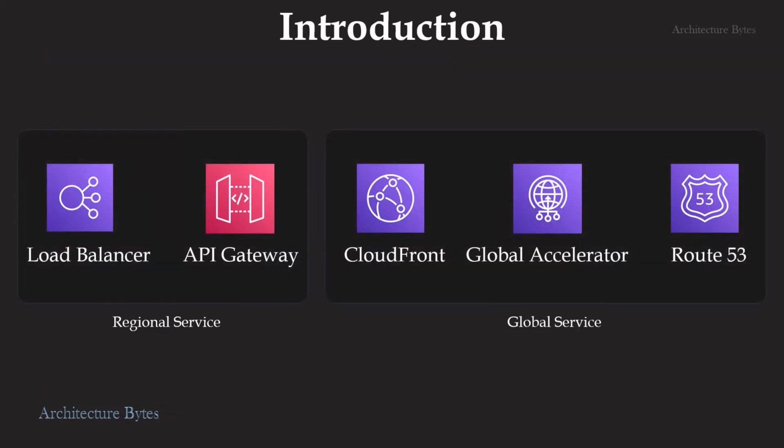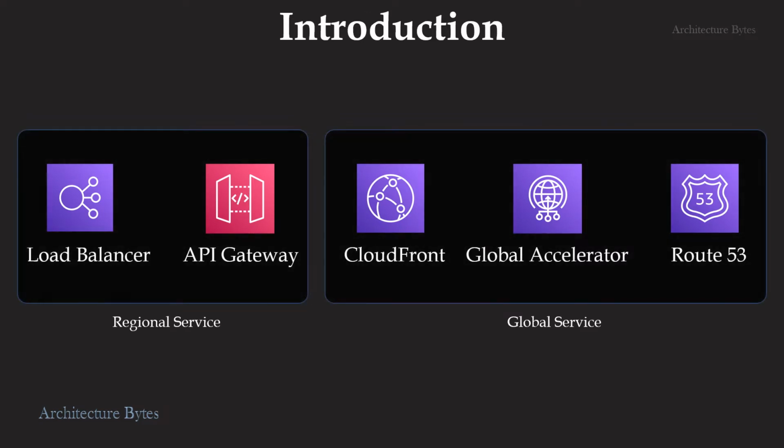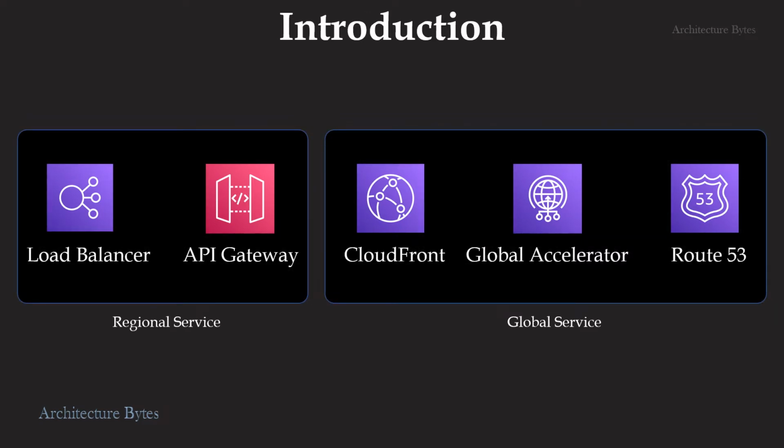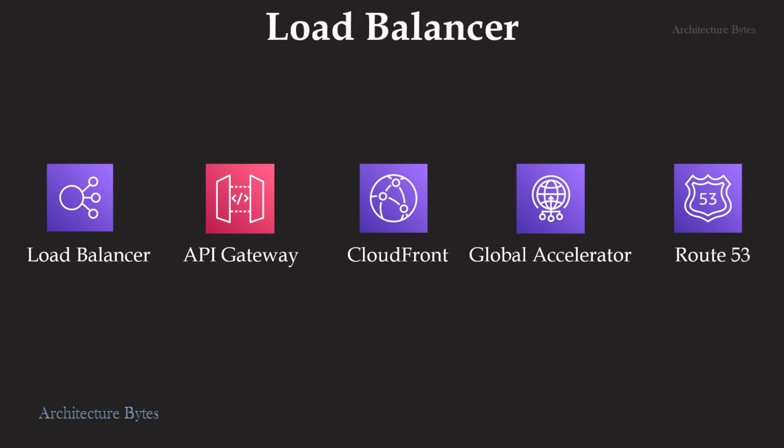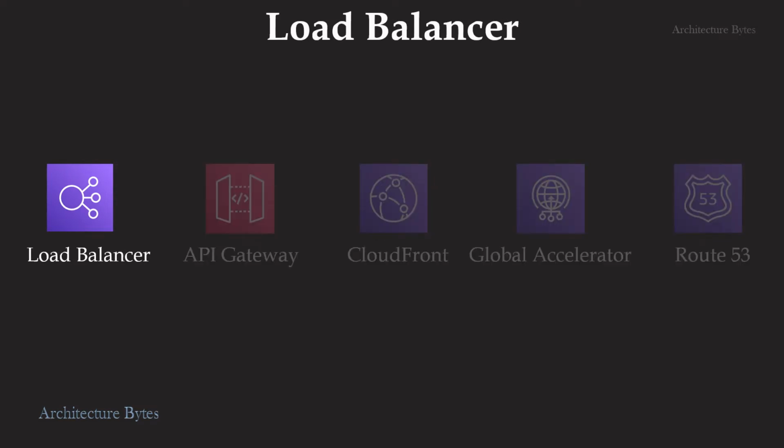AWS services use this infrastructure. Amongst these services, Load Balancer and API Gateway are regional services, while CloudFront, Global Accelerator, and Route 53 are global services. So let's look at each of these services one by one, starting with Load Balancer.